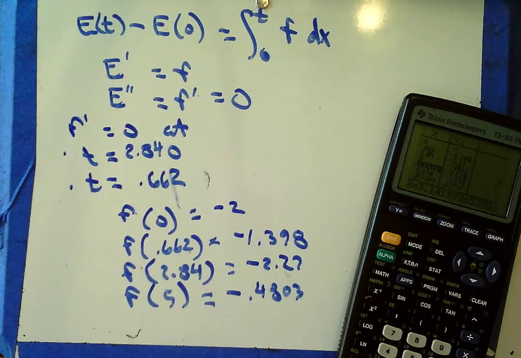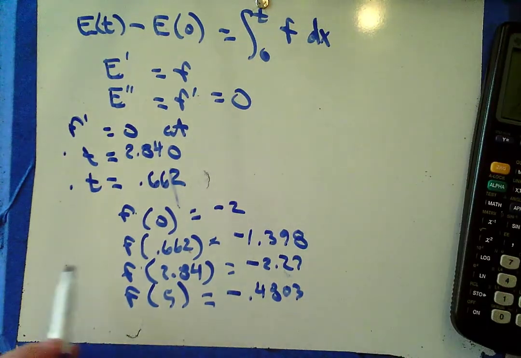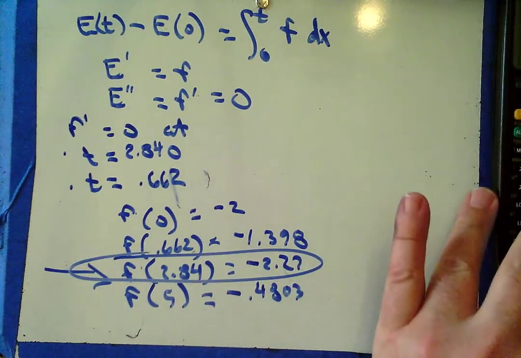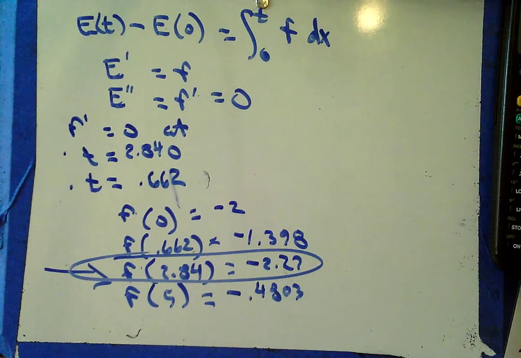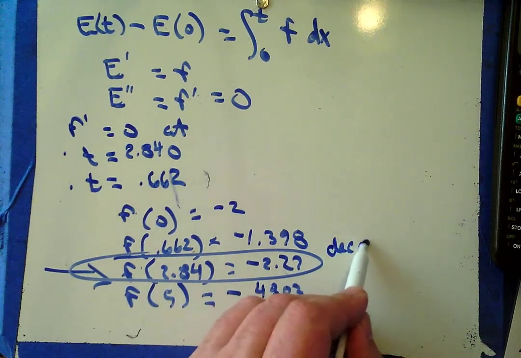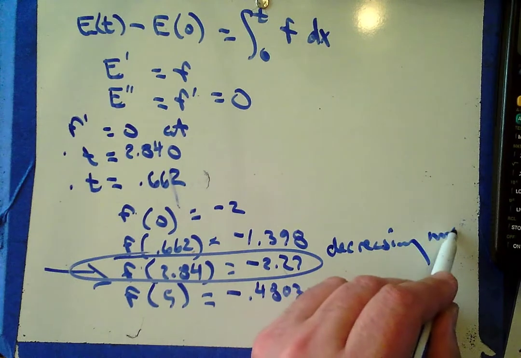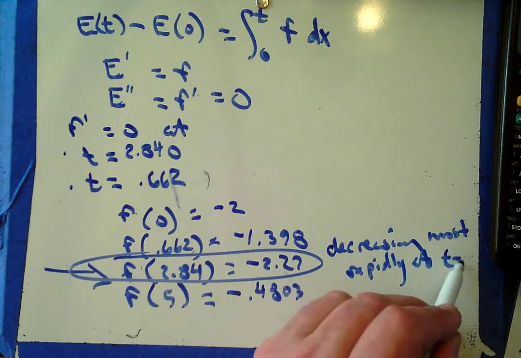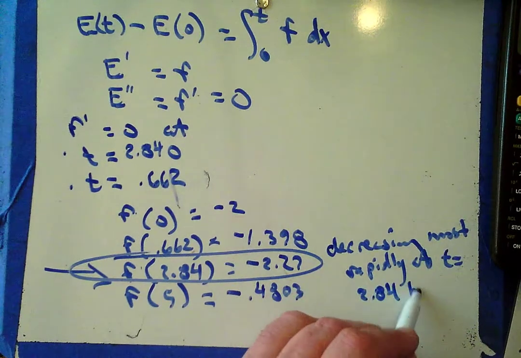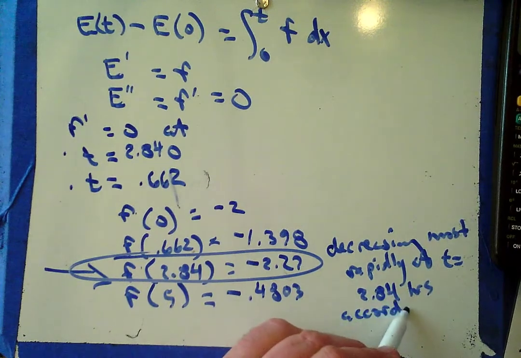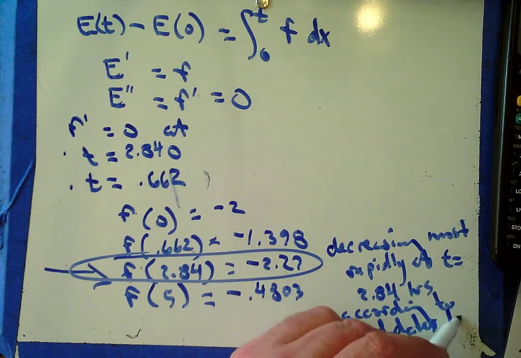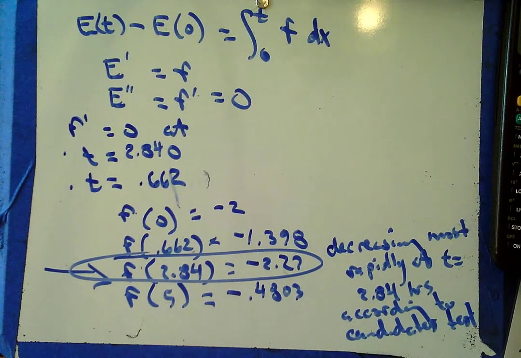Okay, and so decreasing most rapidly, that's the most negative number, and that's this one. This is decreasing most rapidly at this time. Most rapidly at t equals 2.84 hours according to the candidates test. Okay, so that's part C, but wait, there's more.